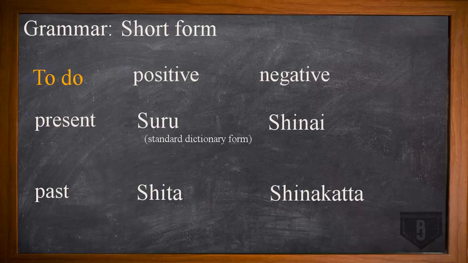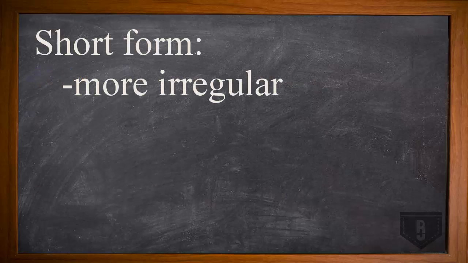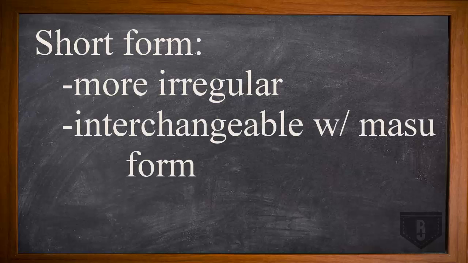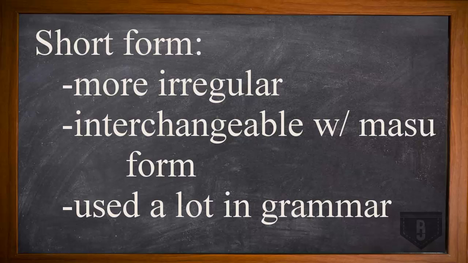Respectively, that would be then nomu, I drink, nonda, I drank, nomanai, I don't drink, nomanakatta, I didn't drink. So as you can see, the conjugation table is a little more irregular compared to the masu form table, but they mean exactly the same thing. The short form is, in my opinion, the most important one. It is used in most grammatical constructions later on, but yeah, we will get to that someday. Expect to meet this short form again in the future. That's what I'm trying to say to you right now.